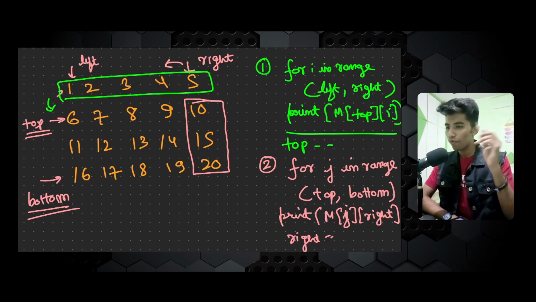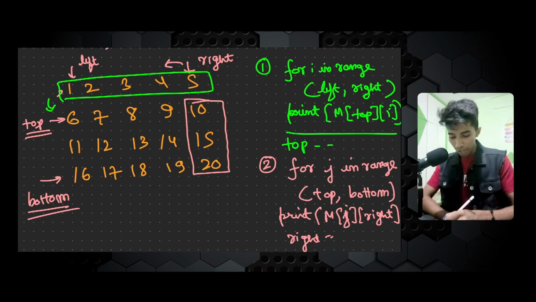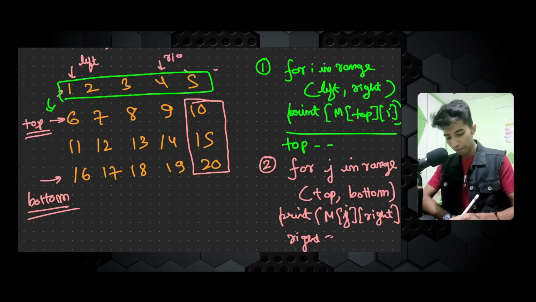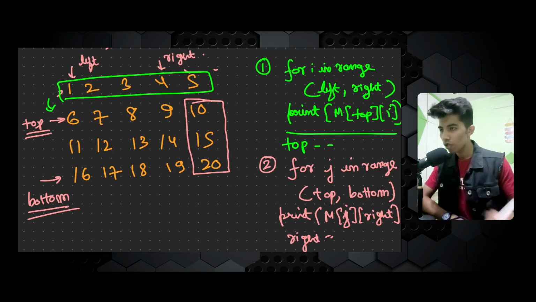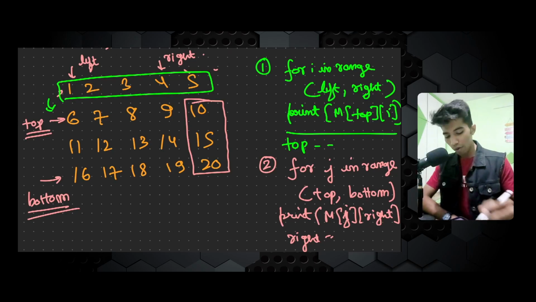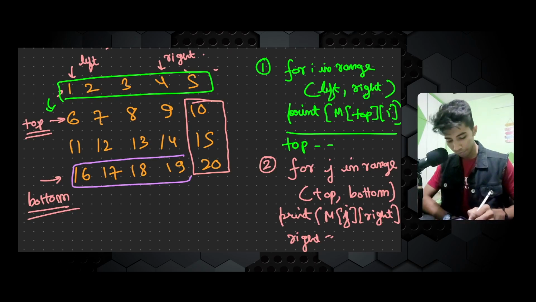Okay, so we have just decremented the right over here. So my right is not here, now my right is over here. So I will just change the position of my right and my right will be here. Simple. Now where to where do I have to print? Now I have to print from here to here.